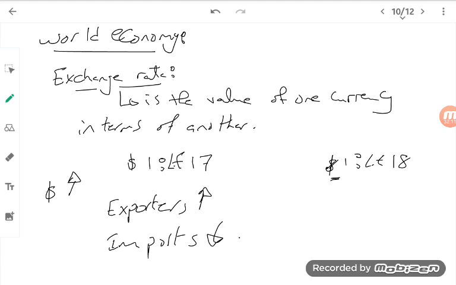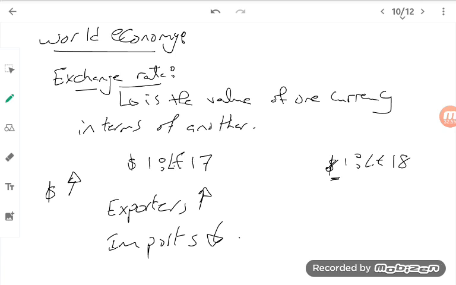اخر فاكتور عندنا هو الورلد ايكونومي. احنا بنتكلم دلوقتي على الجزء الاخير اللي هو الاكس والام. طيب لو الاكستشينج ريت بتاعتي زاد، طيب ايه هو الاكستشينج ريت؟ هو البرايس اوف وان كارنسي ان ترمز اوف انذر، يعني لما اقول انا هبيع الدولار ب 17 جنيه يبقى ده الاكستشينج ريت بتاع الدولار. طيب لما اقول ان سعر الدولار زاد، يعني بدل ما كنت هشتريه ب 17 جنيه بقيت هشتريه ب 18 جنيه.